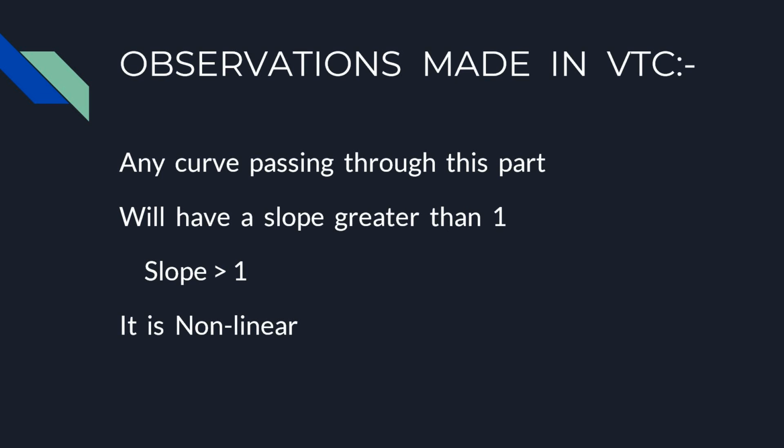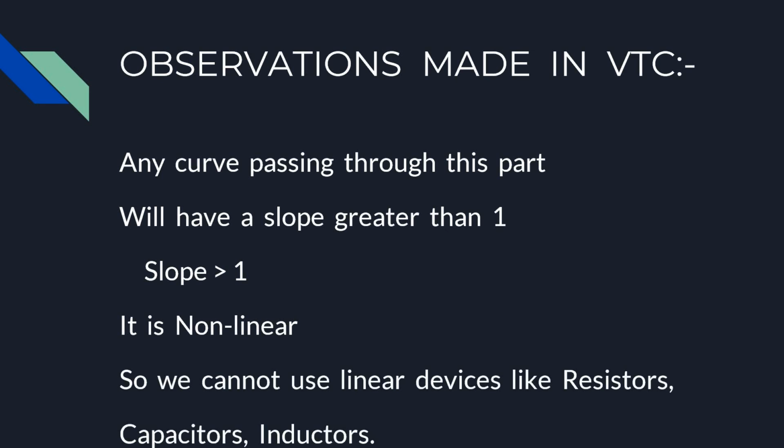So any curve passing through this part will have a slope which is greater than 1 and it should be non-linear. At this point, where the magnitude of the slope of the VTC is greater than 1, it means a smaller change in input voltage produces a larger change in the output voltage. So it should be non-linear. So we cannot use linear devices such as resistors, capacitors and inductors.